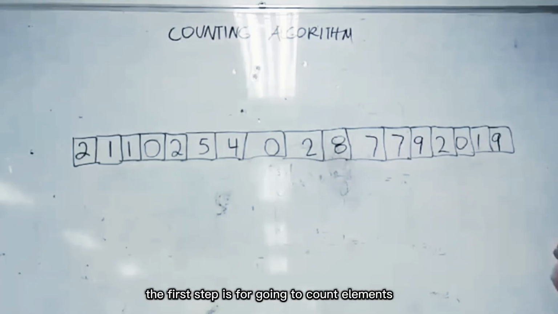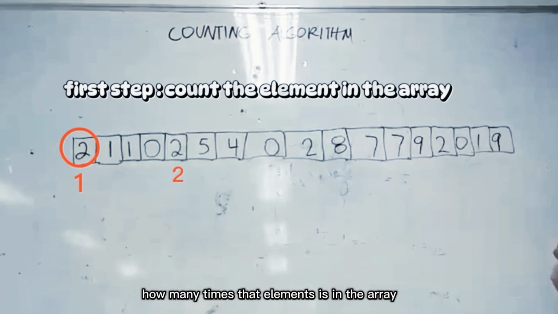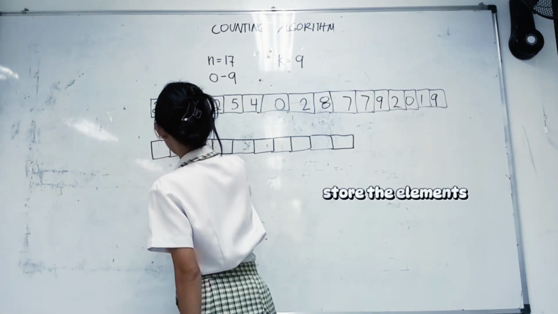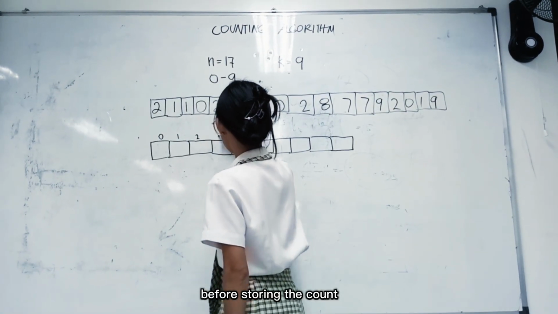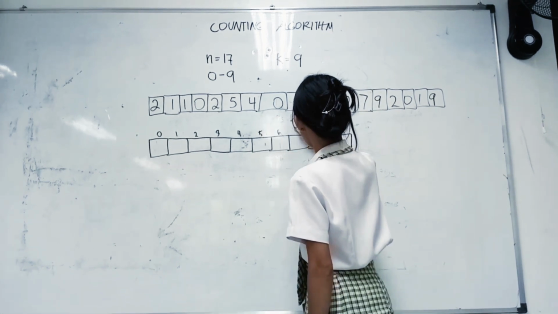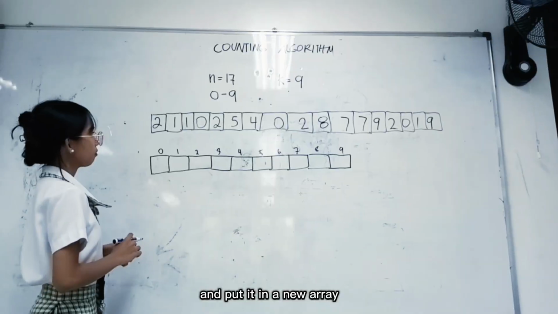So the first step is we're going to count the elements having the key values. How many times is each element in the array? After counting, you're going to store the counts. Before storing the count, we're going to take another array, and we're going to count the elements in the array and put them in a new array.